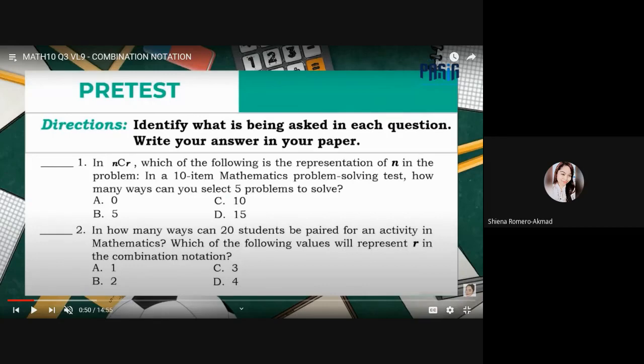Okay, balik na kayo. Ano number na tayo? Number 1? Bakit letter C?